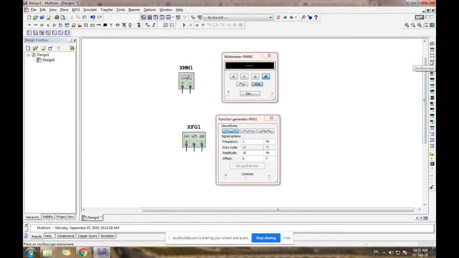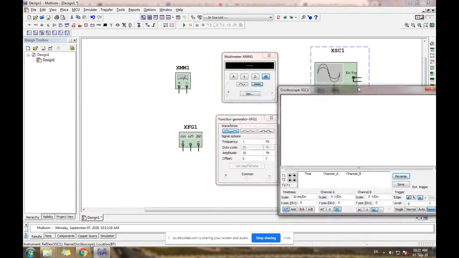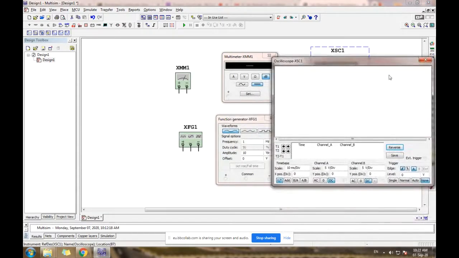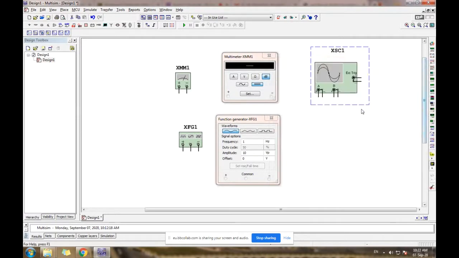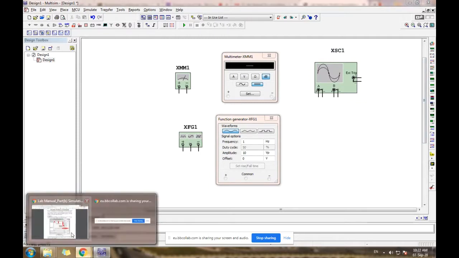So next, if you want to see the oscilloscope, this oscilloscope will be used to see the input and output. It has two channels, channel A and channel B. This I will explain to you maybe in experiment number 2 or 3, inshallah. In experiment number 3.